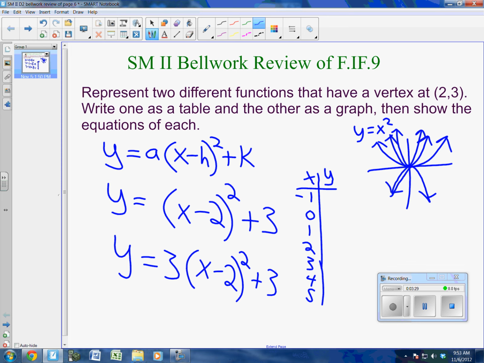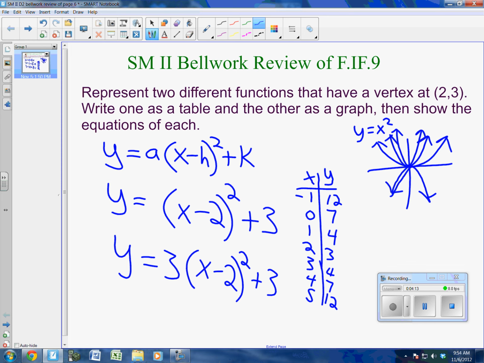Okay? So if I put -1 in here, -1 minus 2 is -3, squared is +9, 9 plus 3 is 12. If I put 0 in here, -2 squared is 4, 4 plus 3 is 7. If I put 1 in here, 1 minus 2 is -1, squared is +1, plus 3 is 4. If I put 2 in there, 2 minus 2 is 0, squared is 0, plus 3 is 3. And keep in mind, is that my vertex, you guys? 2, 3? And guess what? The other numbers are just going to go in reverse order of that. That's 4, 7, and 12. You can check them if you want.